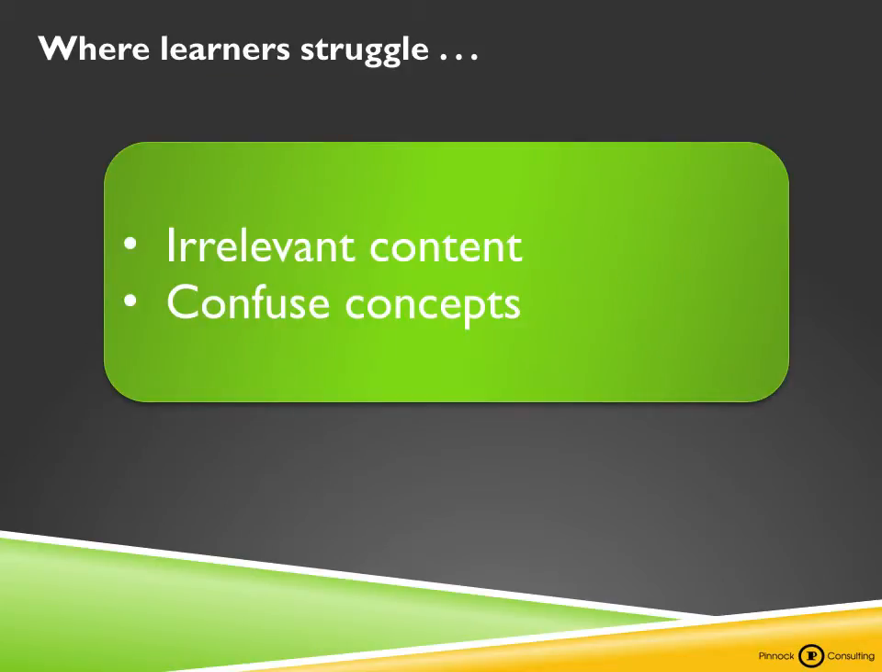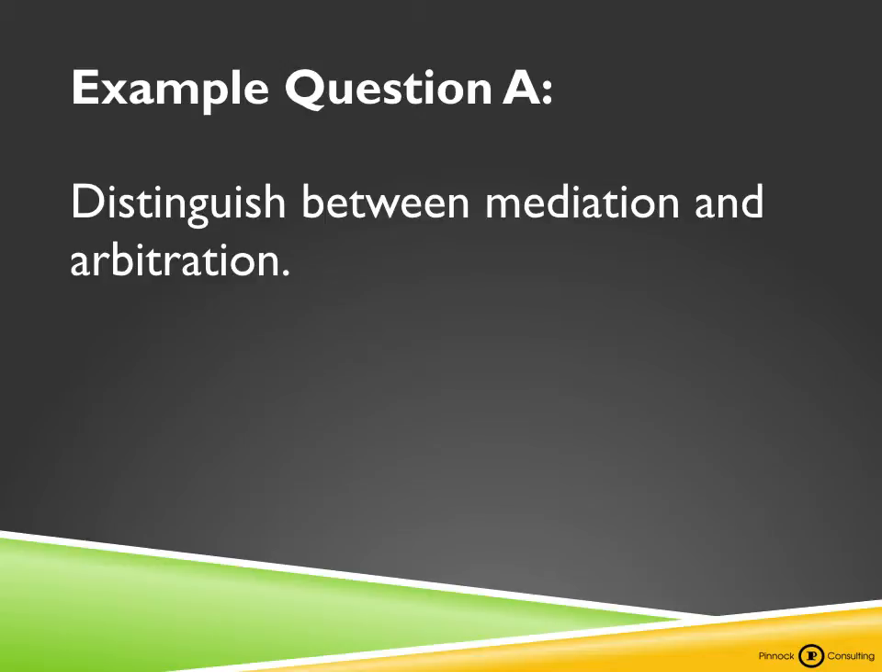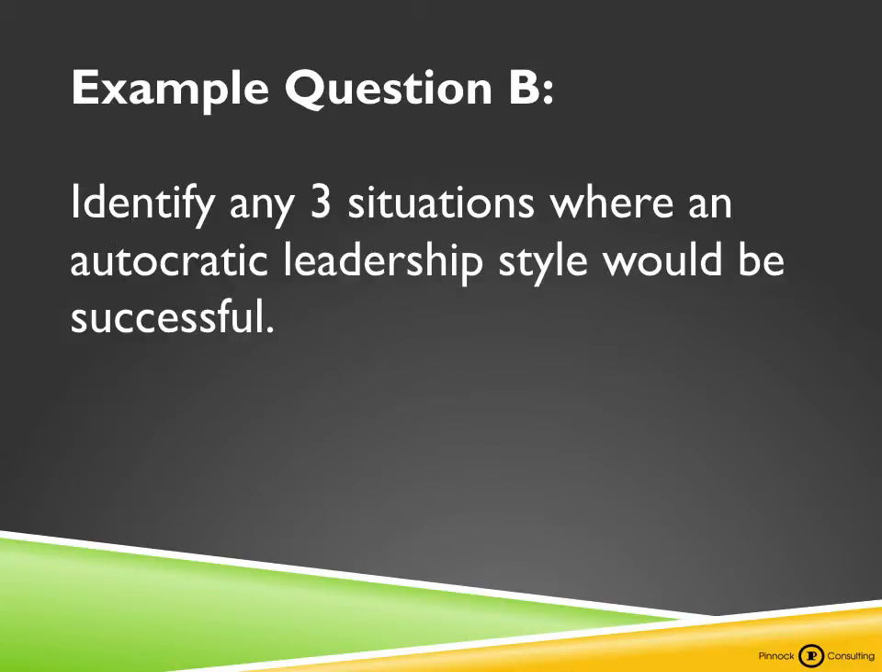Often learners give irrelevant content in an answer, and they also confuse concepts and terminology. Have a look at the example there. They need to distinguish between mediation and arbitration. Often learners state that they both help conflicting parties to resolve conflict. However, that is a similarity and not a difference. In the second example, they are asked to identify 3 situations where the autocratic leadership style would be successful. The learners here tend to focus on the characteristics instead of giving examples of where it can be successful.